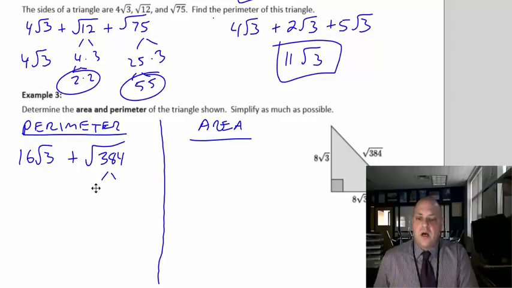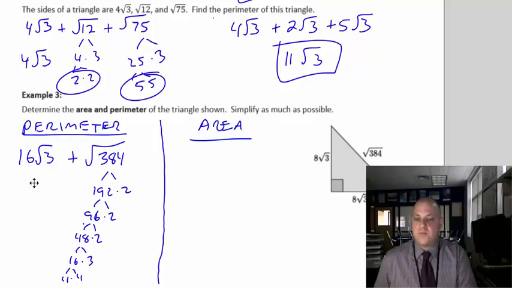384 I know is going to be 192 times 2. Okay, and 192 is 91 times 2. No, it's not. It's 96 times 2. 96 times 2, and then 96 is 48 times 2. And then 48 I know is 16 times 3, and then 16 is 4 times 4. All right, so I broke that down. I'm just going to kind of do this.